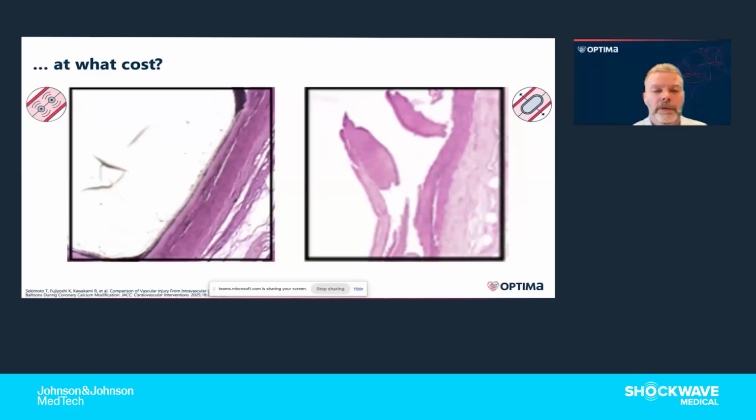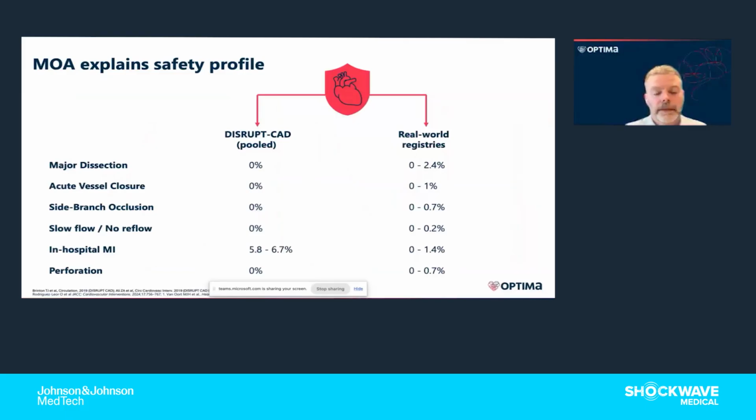But if we look at the normal vascular tissue, there's no disruption on the left with IVL, and there is disruption with OPN. And this MOA is critical because it explains the safety profile, and the safety profile we've seen across multiple studies to this date. You've got Disrupt CAD on the left, which is this incredible safety profile of no dissection, no perforation, and no acute vessel closure. But even more importantly, this extends beyond this rather controlled environment of IDE studies into real-world registries, and we still see this very impressive safety profile.